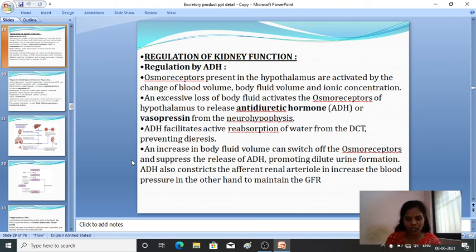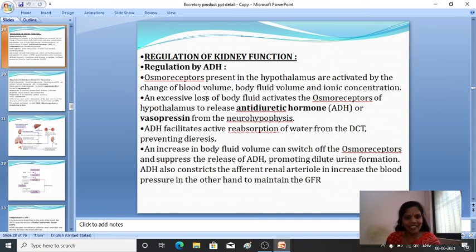The first one is the regulation by ADH, that is antidiuretic hormone. Fine. So the osmoreceptors which are present in the hypothalamus are activated by the change of blood volume, body fluid volume and ionic concentration. Then the excess loss of body fluid activates the osmoreceptors.